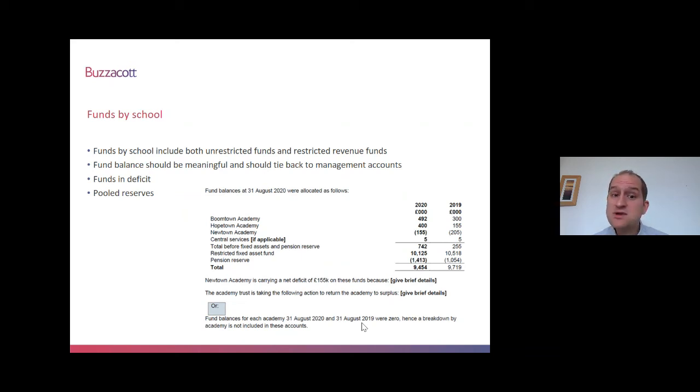Some academy trusts do have a pooled reserves policy, and now it's permitted that if you are pooling your reserves, and therefore there's no reserves held at the individual school level, it's all held at an overall trust level, that you can just report at a trust level and don't have to report zero balances for the individual schools. So over to my next slide.